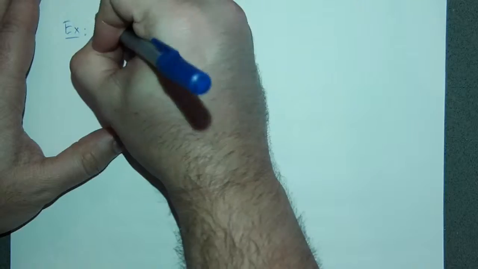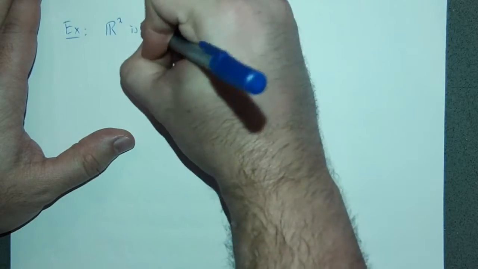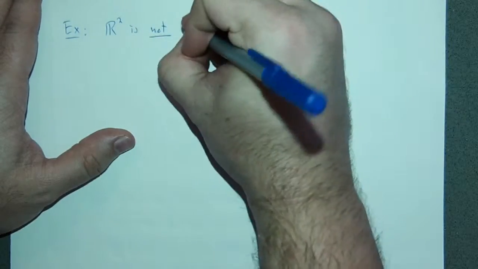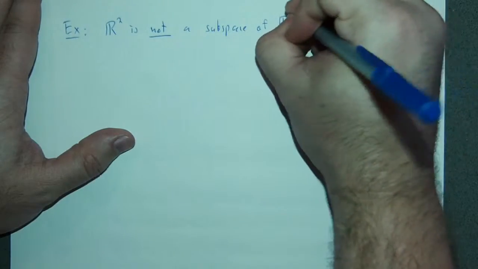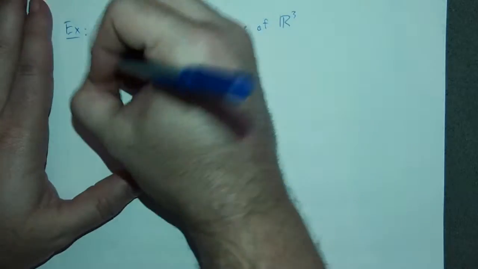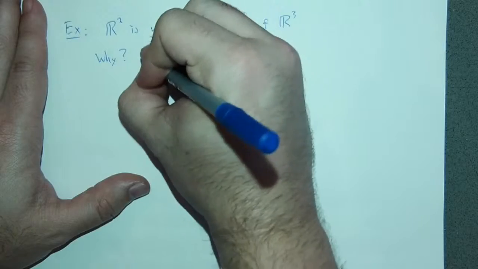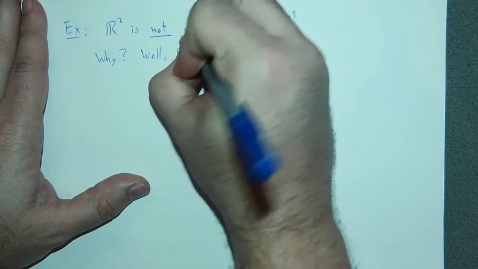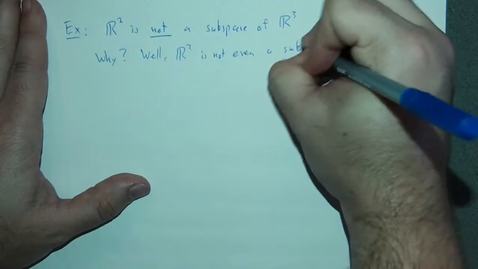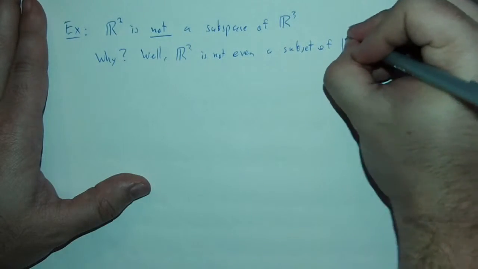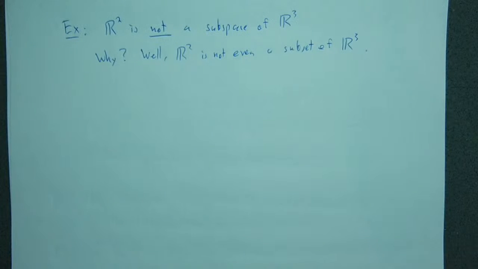Let's say, note, R2 is not a subspace of R3. Why? Well, R2 is not even a subset of R3. Right? That's what's required. First, it has to be a subset.